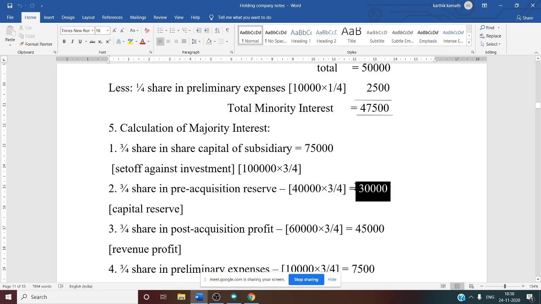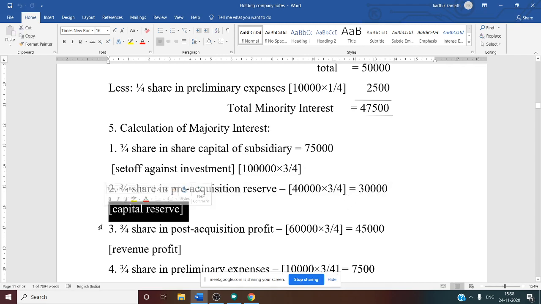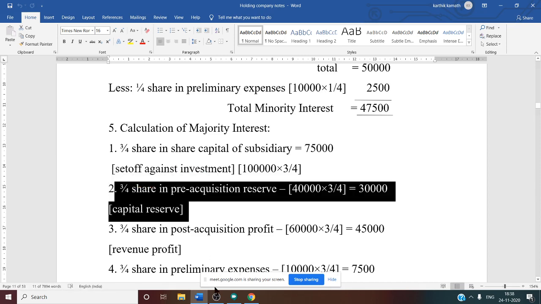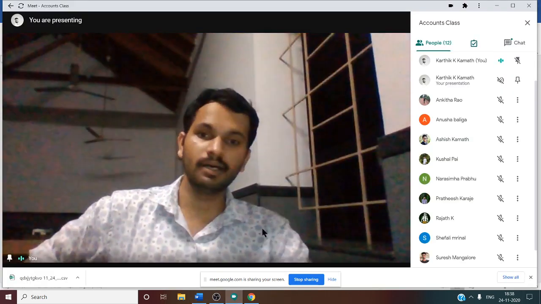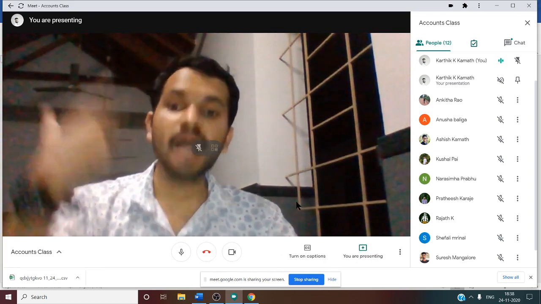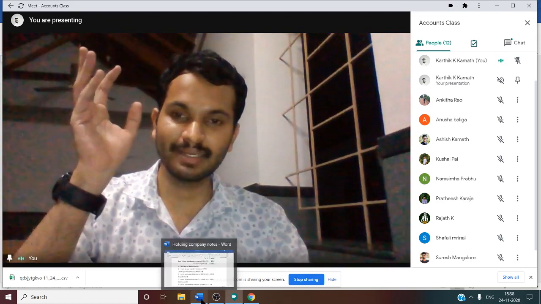If you do, you'll get 30,000. So why is it written capital reserve? That is the next question. Pre-acquisition reserve: pre means there is no specific date, so this reserve may include the reserves of various years, the results of 2013, 2014. So we can't say. Pre-acquisition generally means more than 1 year. That is why we have to take capital reserve. It is a long-term duration.